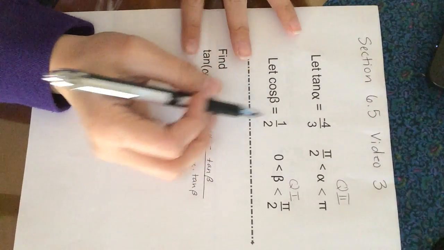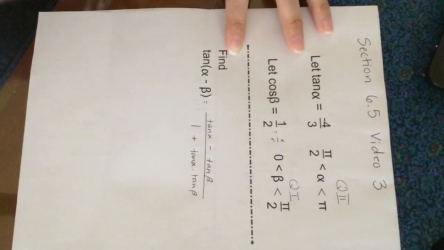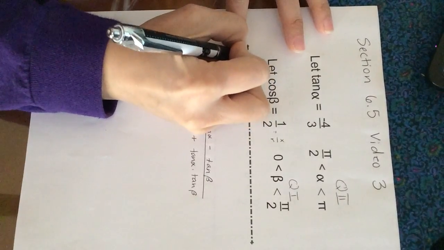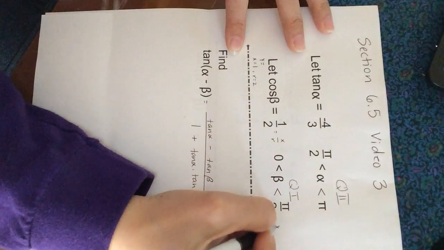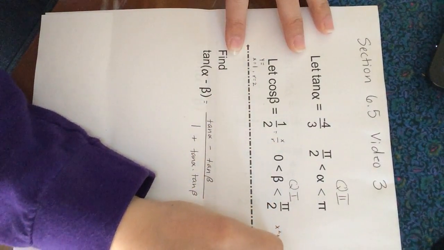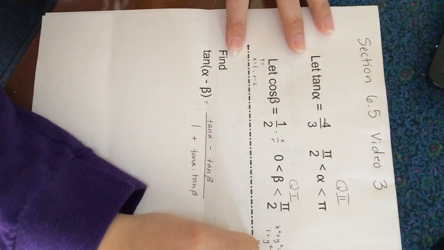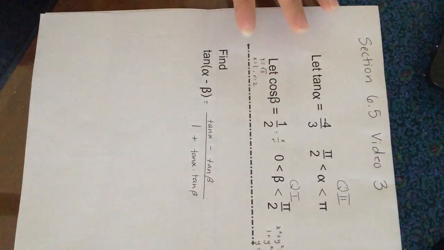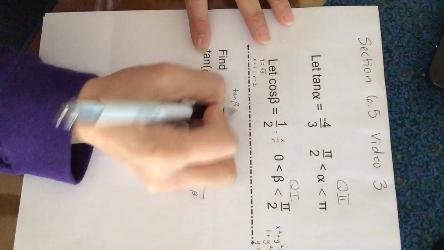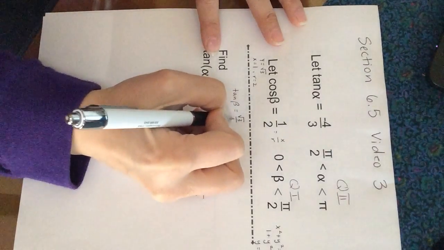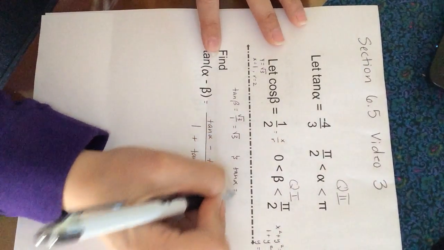So if cosine of beta equals 1/2, cosine is x over r. So we need to find y. X equals 1, r equals 2. So in our equation, x squared plus y squared equals r squared, we'll have 1 plus y squared equals 4. So y is going to equal the square root of 3. Then that means tangent of beta is going to be the square root of 3 over 1, or the square root of 3. And tangent of alpha, we know, is negative 4/3.